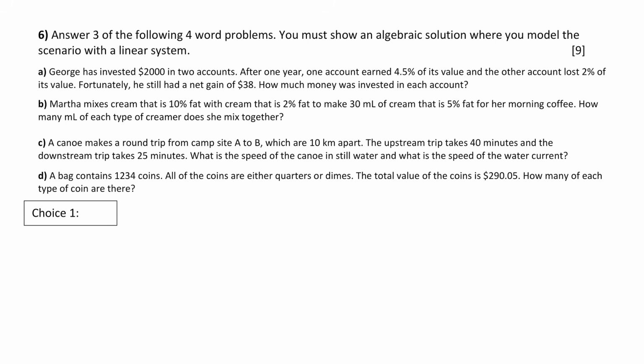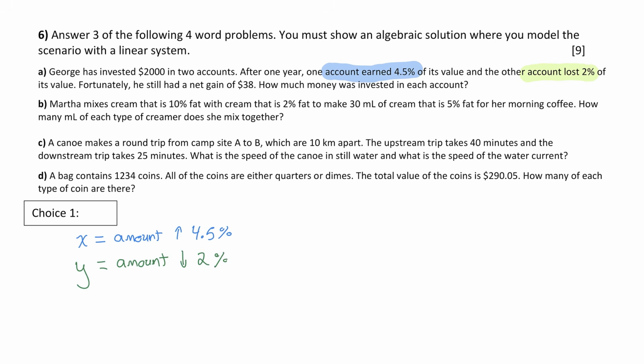Part A says George invested $2,000 in two accounts. After 1 year, one account earned 4.5%, and another account lost 2% of its value. Fortunately, he still had a net gain of $38. How much money was invested in each account? So the first thing for these questions that I like to do is define the two variables that we're trying to solve for. I want to know how much money was invested in the account that earned 4.5%. I'll call that X. And I also want to know the amount he invested in the account that lost 2%.